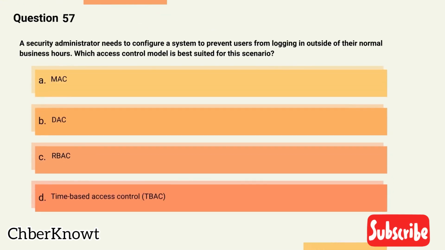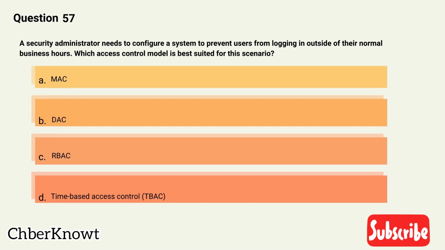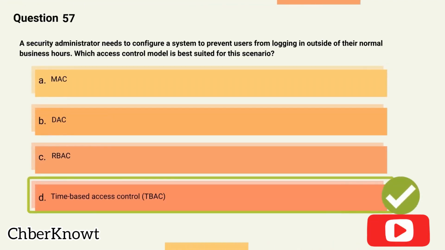Question 57. A security administrator needs to configure a system to prevent users from logging in outside of their normal business hours. Which access control model is best suited for this scenario? Option A, MAC. Option B, DAC. Option C, RBAC. Option D, time-based access control, TBAC. The correct answer is option D, time-based access control, TBAC.